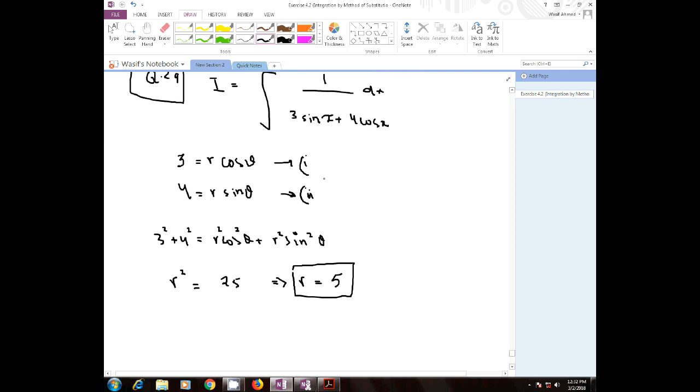You can also find the value of theta from equations 1 and 2. Divide equation 2 by equation 1. You have 4 divided by 3 is equal to r sine theta divided by r cos theta. R gets cancelled with this r. You have tan theta is equal to 4 divided by 3, from where you can get the value of theta to be equal to tan inverse 4 divided by 3.